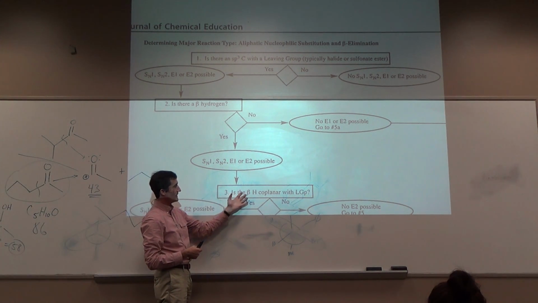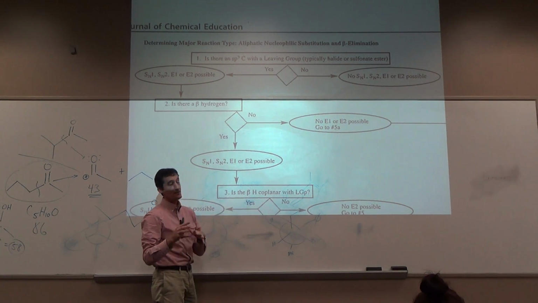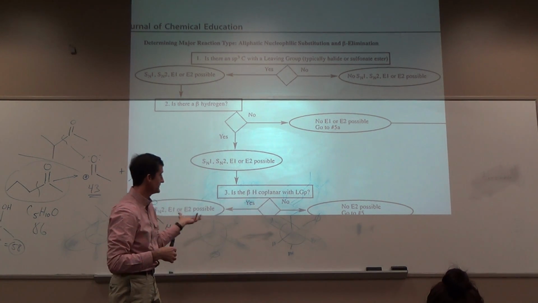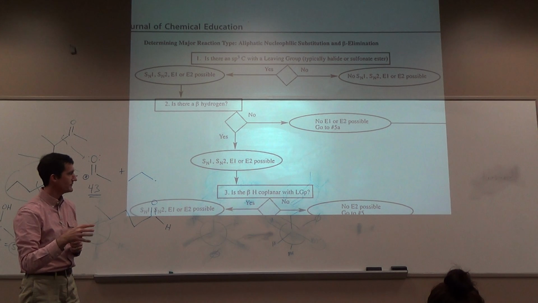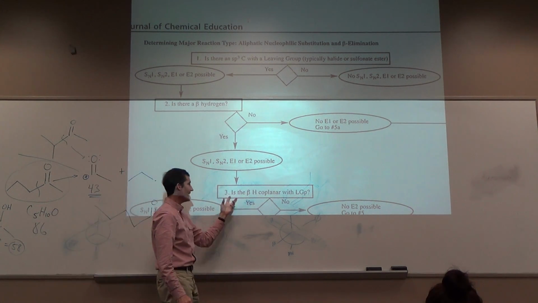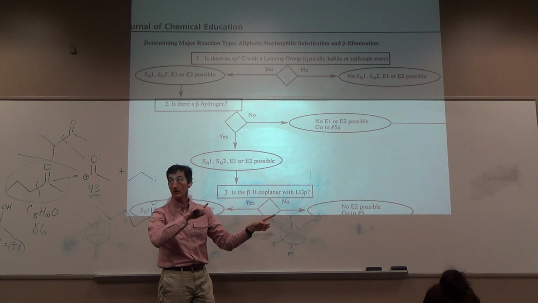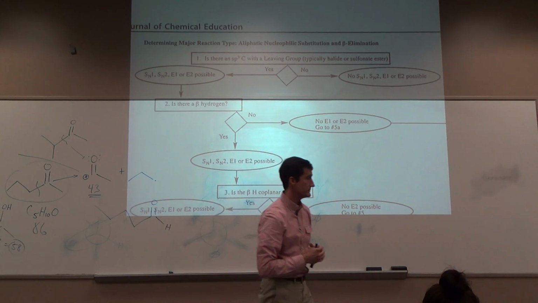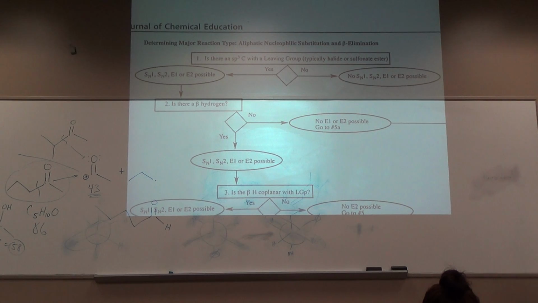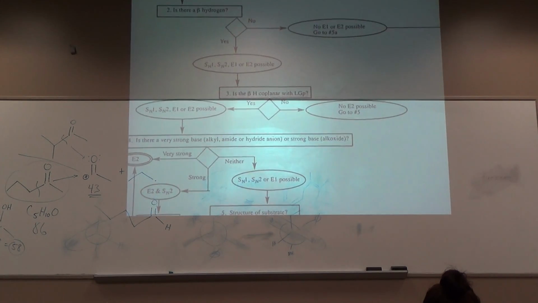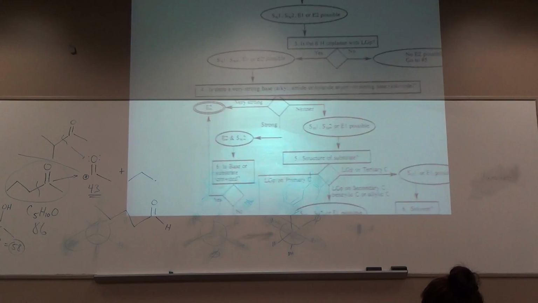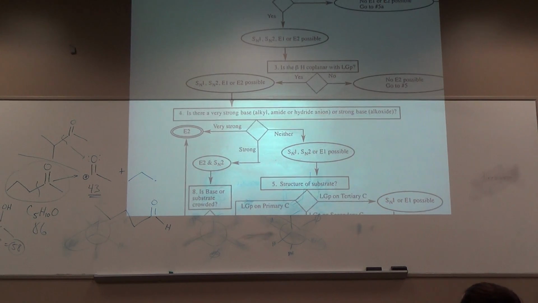Then you say, is the beta hydrogen coplanar with the leaving group? Now, some of these I would sort of modify. I would say, can the beta hydrogen be coplanar? Because it may not be as drawn, but we can rotate it. Basically, things like this exist.